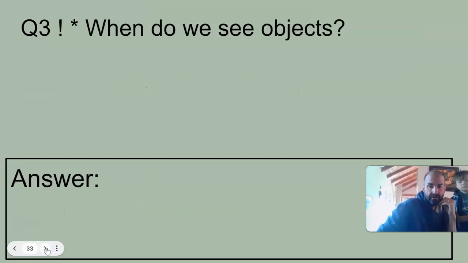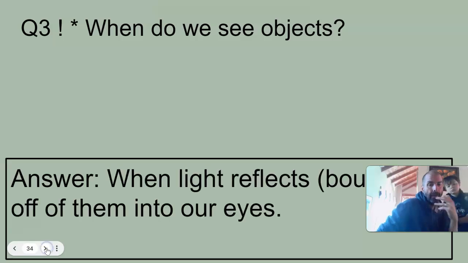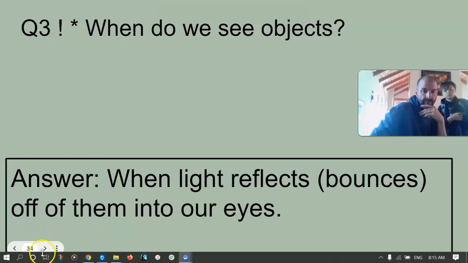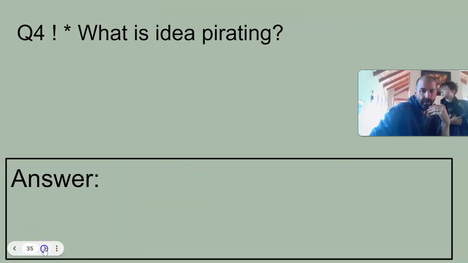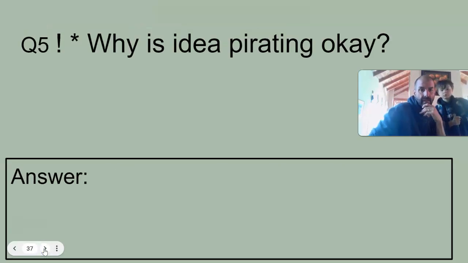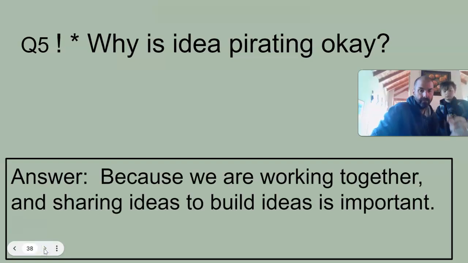When do we see objects? 3, 2, 1. When that light bounces, reflects off of them into our eyes on the unobstructed path. What is idea pirating? That's that idea that we steal from someone else. And then it's okay because we're working together.